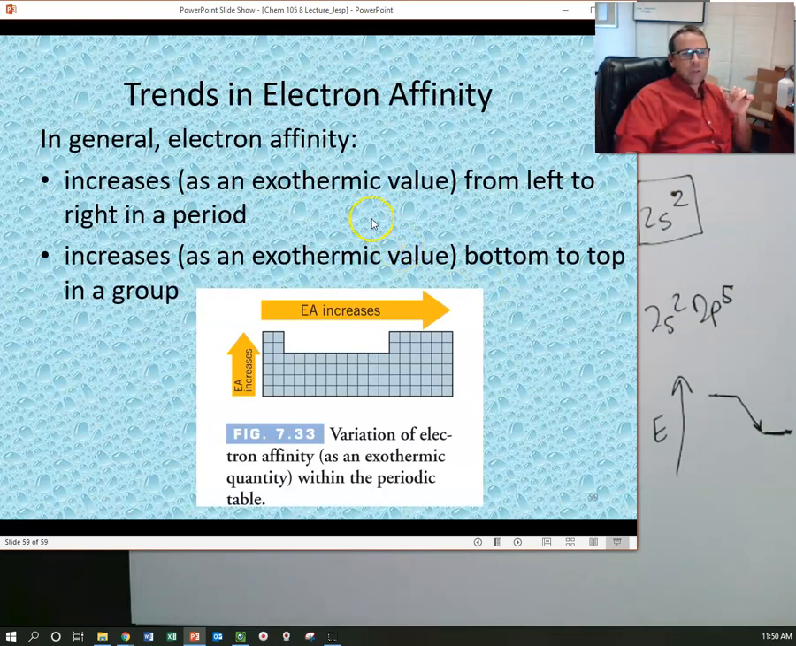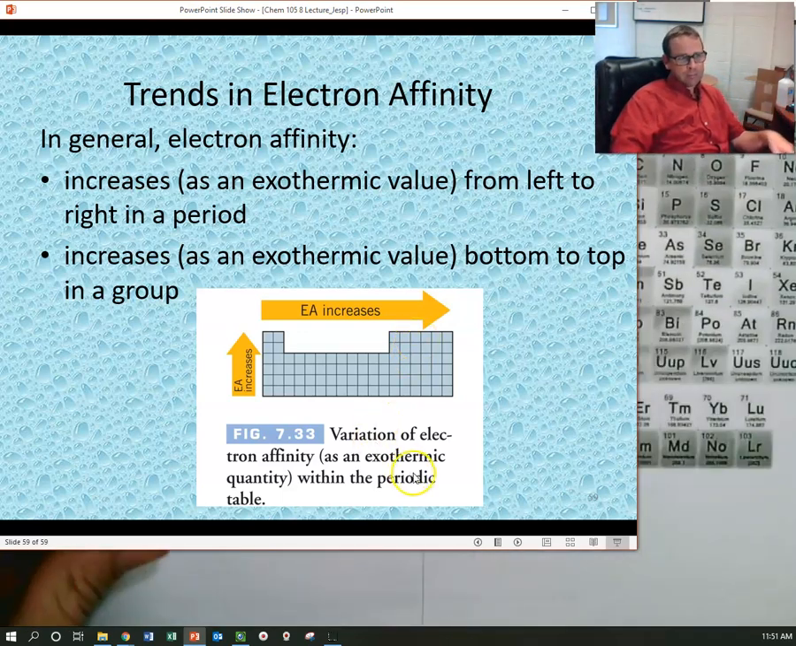Very good. So, our trends in electron affinity, the amount of energy that is released upon gaining an electron, follows this trend, all right? Electron affinity energies increase as you go up to the top, and then increase as you go to the right. So increasing as you go up and to the right.